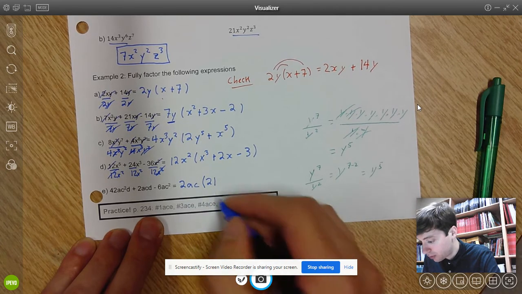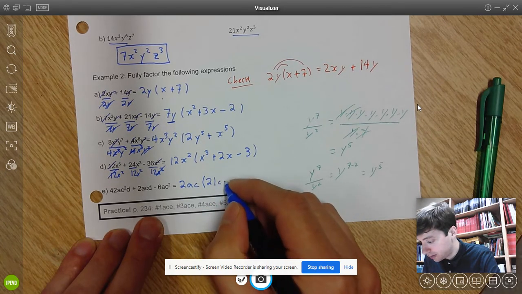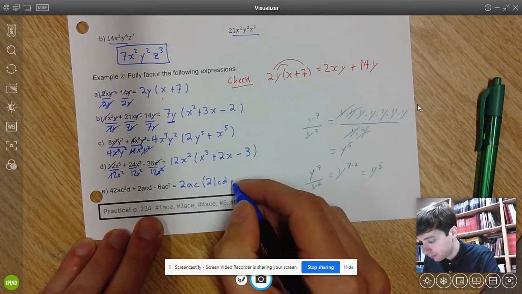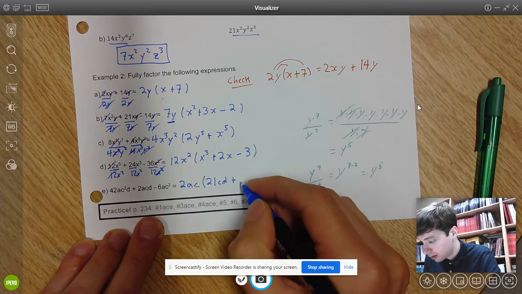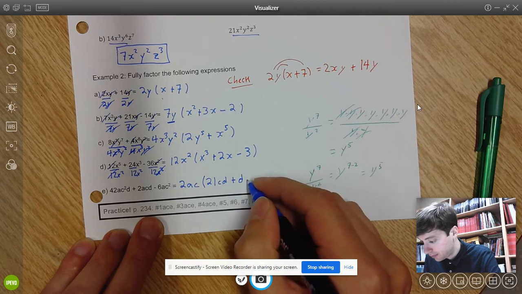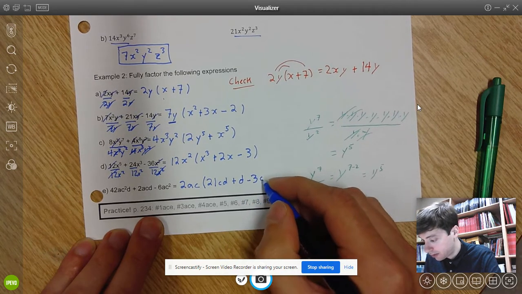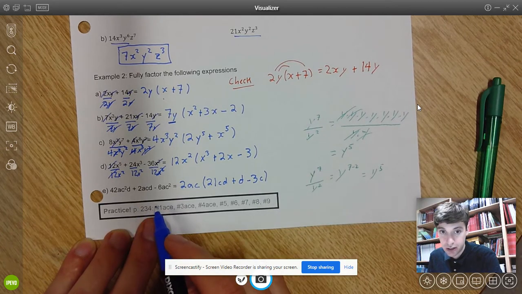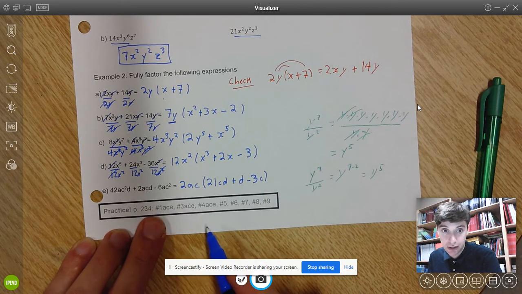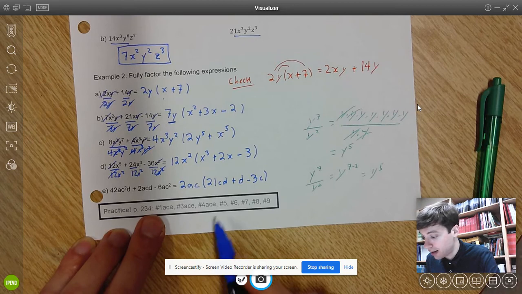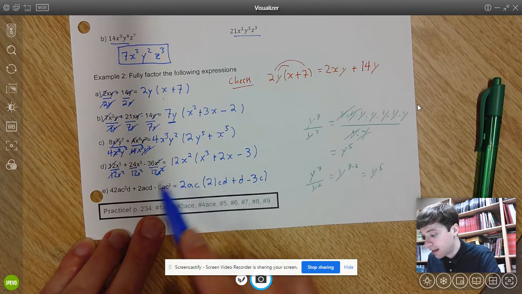I'm going to have 21 CD plus D minus 3C. So again, I didn't necessarily write all the division down. So you can check with your answer to see if you agree with what I've done. And again, we can also check by distributing. Once I distribute the term in front, I should end up back where I started.